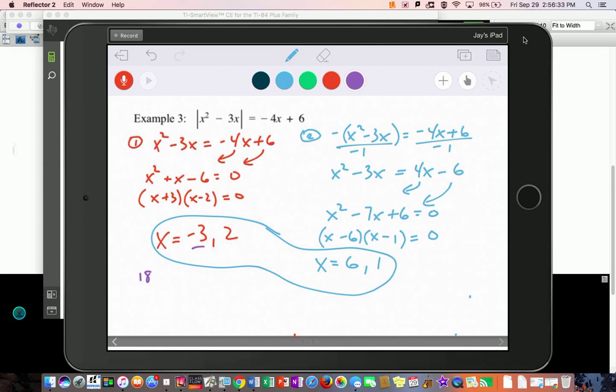18 inside the absolute value. And then when I plug in -3 here, I get 18. -4 times -3 is +12 plus 6. So this one works.